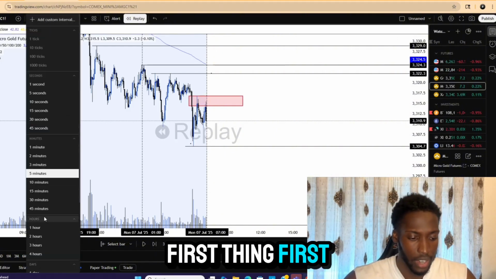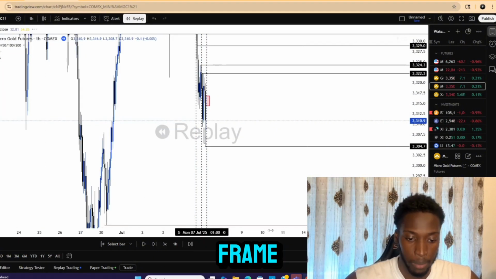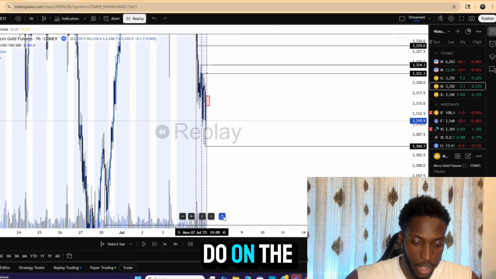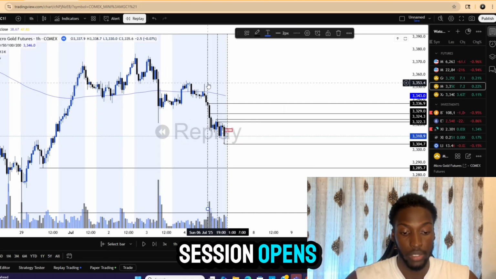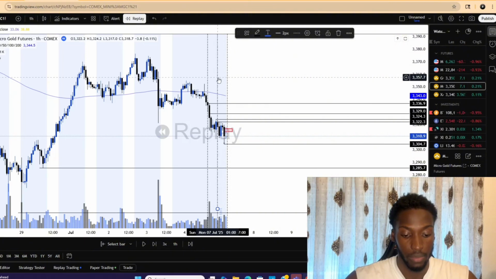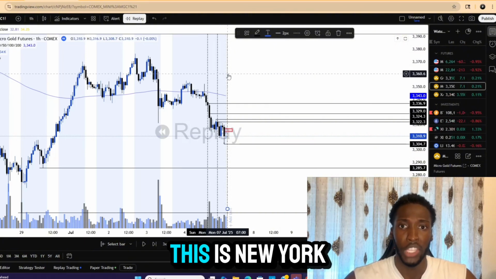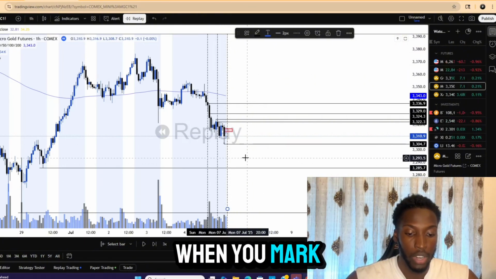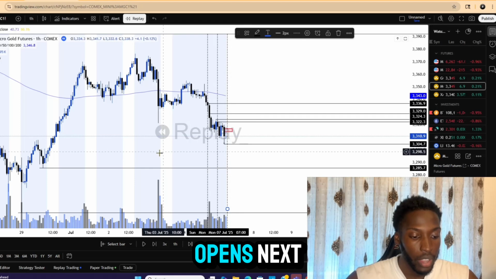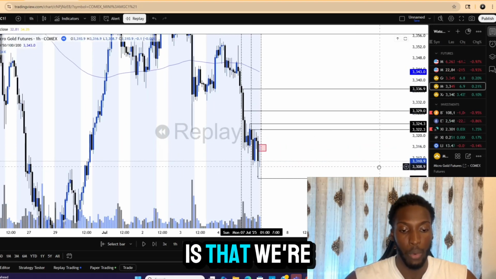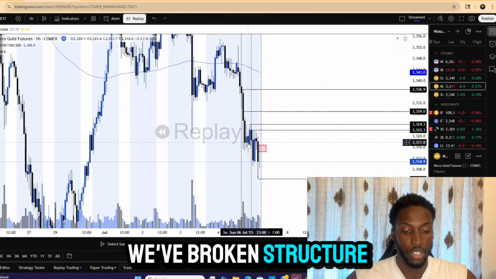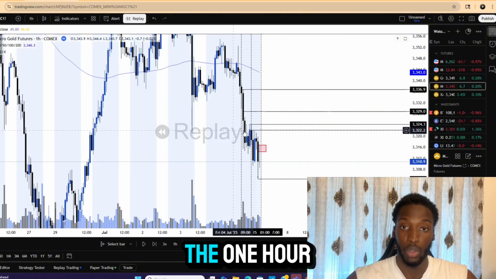First thing first, go on the 1 hour time frame, like we always do. On the 1 hour time frame, you mark out session opens. This is Asian, this is London, this is New York. When you mark out the session opens, next you want to form a bias on what we're doing. We've broken structure to the downside right here on the 1 hour.